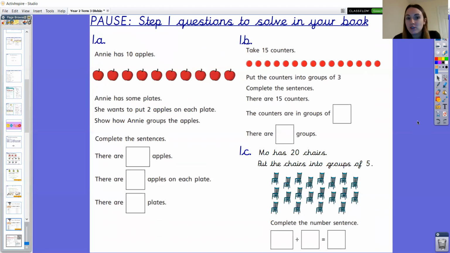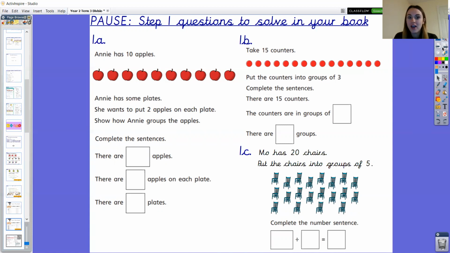Okay, on your screen now, you can see the step 1 questions to solve in your book. So please pause the video here and solve 1A, 1B and 1C. So remember, today we are drawing groups, very similar to how we draw an array, rather than sharing the objects out.